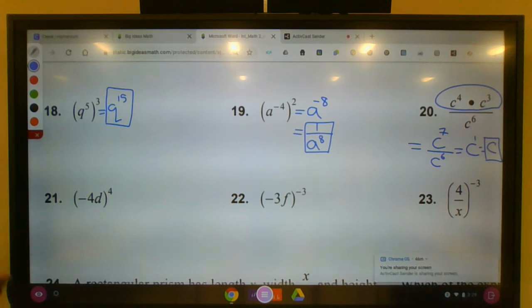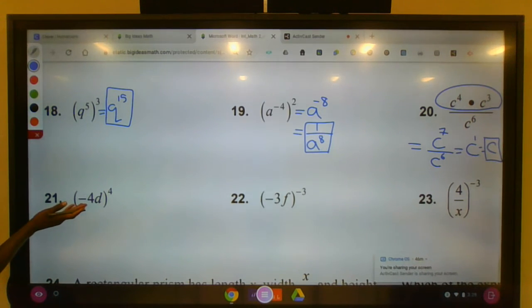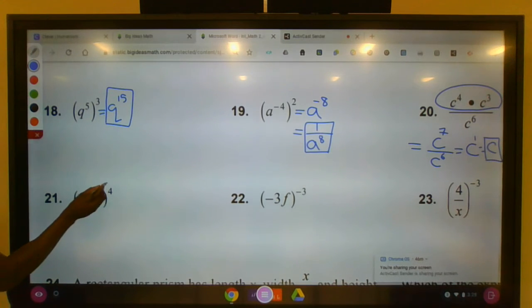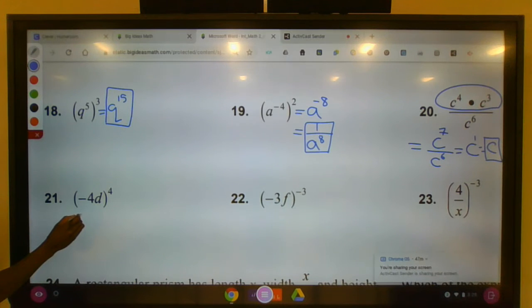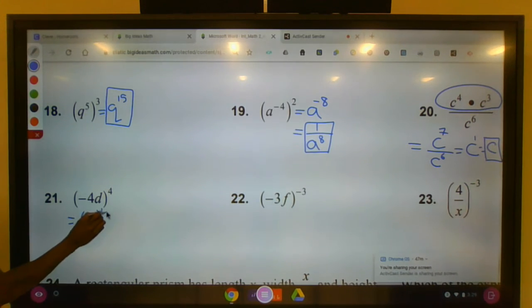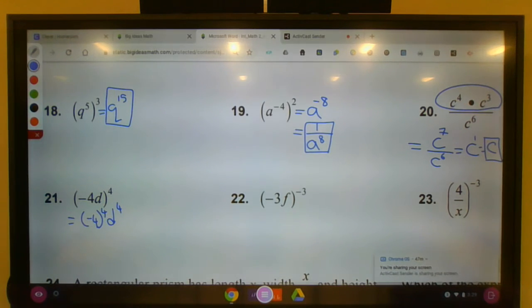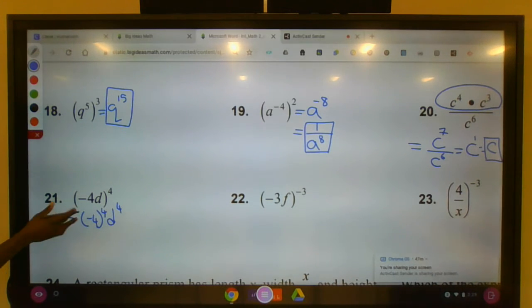Number 21, similar property to that, except one of the bases here is a negative. We know that 4 applies to negative 4 and to d. So the best way to show this is to say, well, negative 4 to the 4th exponent, and then d to the 4th exponent. So we are pretty much done, but we can evaluate this to make it look a little cleaner. We know it's going to turn out to be a positive.